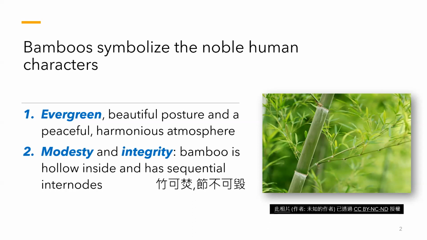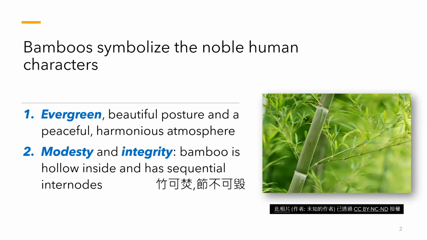And integrity. See the picture, the bamboo has nodes, 节. So within a stem of a bamboo, there are sequential nodes. And these nodes sustain the bamboo to grow upward, not easy to break. And the nodes of a bamboo imply that a noble person keeps to his moral principles.